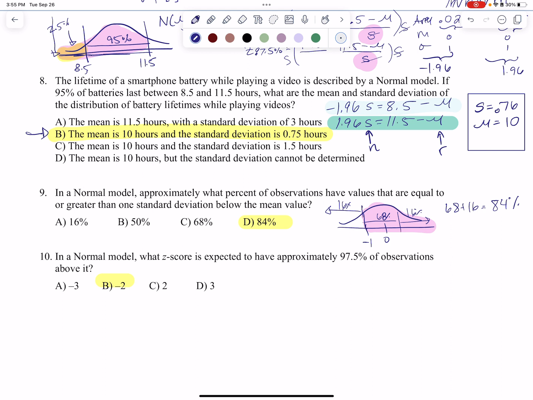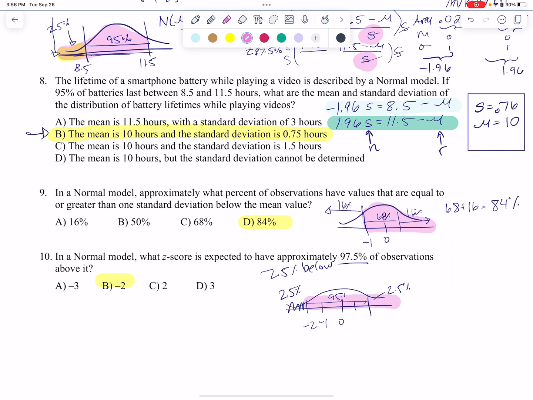And number 10, in a normal model, what is the z-score expected to have approximately 97.5% of observations above it? So it says above it. So basically 2.5% below, right? So if I go 0, -1, -2, that's 2.5% because remember, the middle is 95%. So that means that's going to be 2.5%. So it's saying what observation has 97.5% above it, and what value is that? Right here at -2.